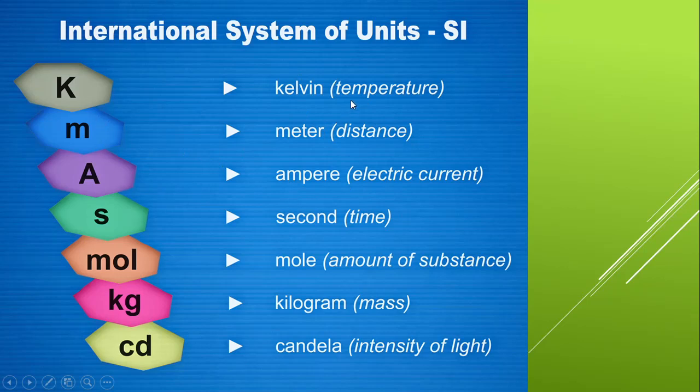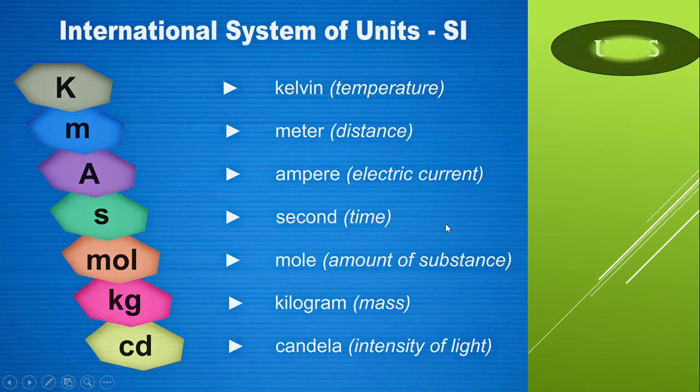Temperature is measured by means of kelvin and its symbol is K. Distance is measured by means of meter and its symbol is m. Electric current by ampere, its symbol A. Time by second, symbol s. Amount of substance by mole, mol. Mass by means of kilogram, kg. Intensity of light by candela, cd, its symbol.